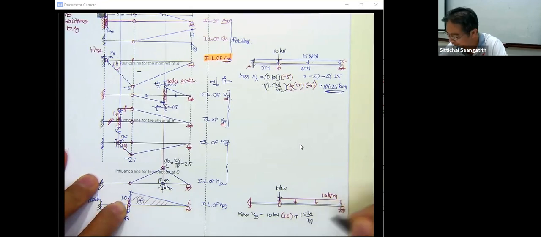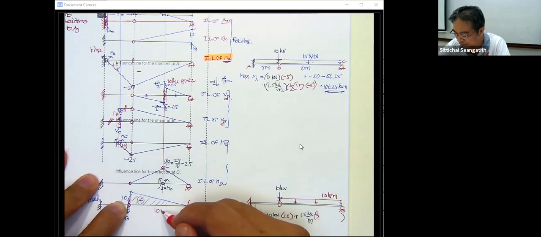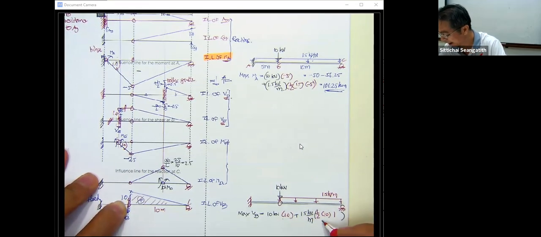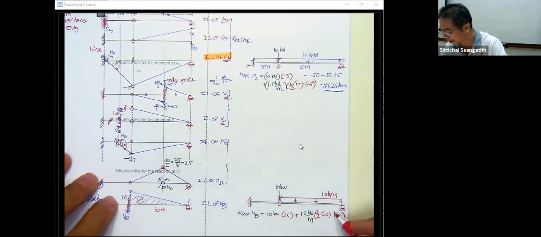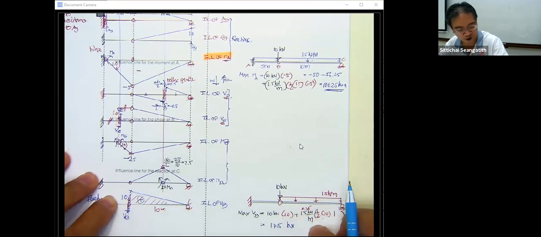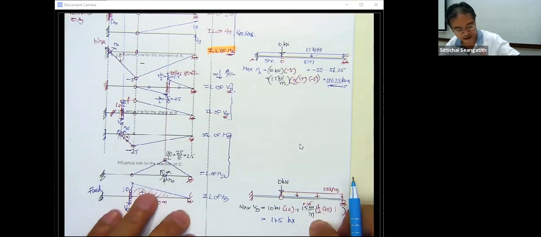And then it's going to have what? It's going to have the area here. That is going to be 1/2 of the length here, which is 10 meter, times 10 and times 1. Okay, so this is 10 and this is going to be 0.75 and this is times 10. This is going to be 17.5. This one is going to be 17.5 kilonewton for the maximum of the V sub B.